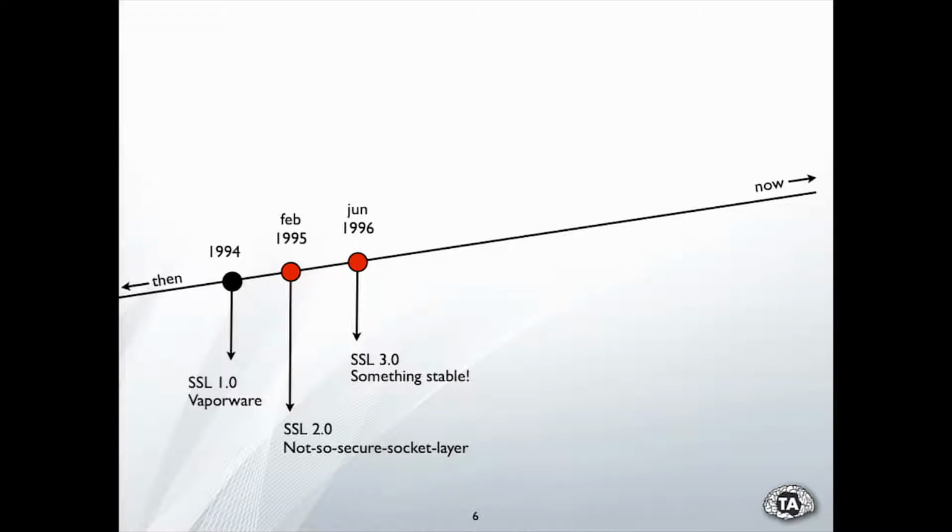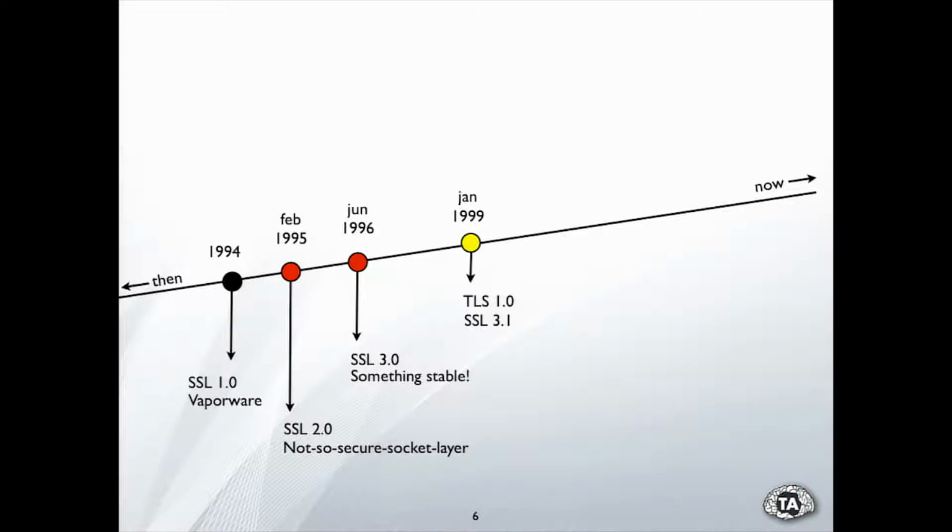1996, so a year later, came SSL 3.0. And finally, this is something that is stable. It's okay-ish. It was good for the time, but it's actually something that we could use. 1996, so still in the period of discovering the internet. It took 3 years until we reached version SSL 3.1.